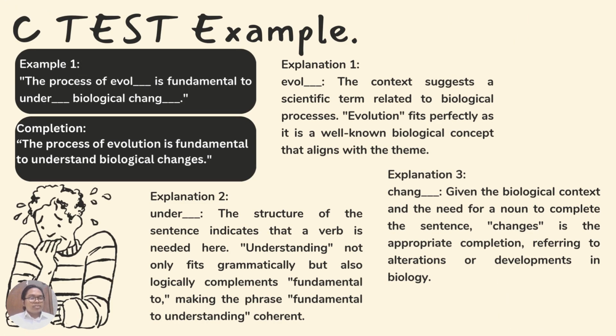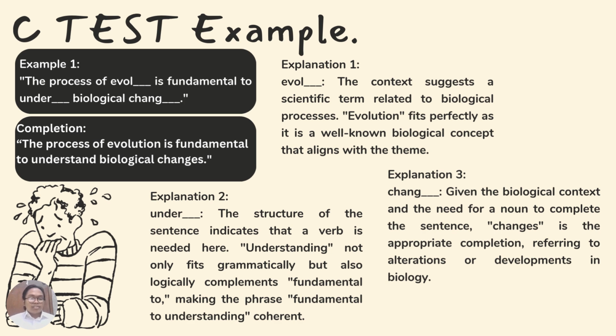This is the example. Example number one: the process of evol... is fundamental to under... biological chang... So the complete sentence is: the process of evolution is fundamental to understanding biological changes. Explanation number one, evolve. The context suggests scientific terms related to biological processes. Evolution fits perfectly as it is a well known biological concept that aligns with the theme.